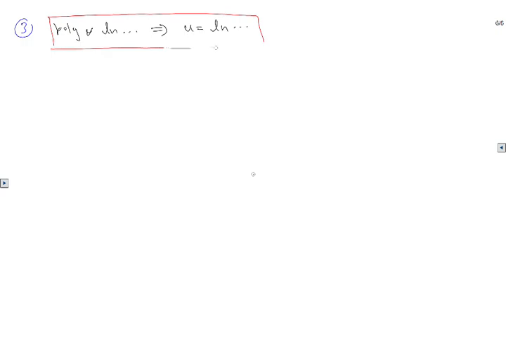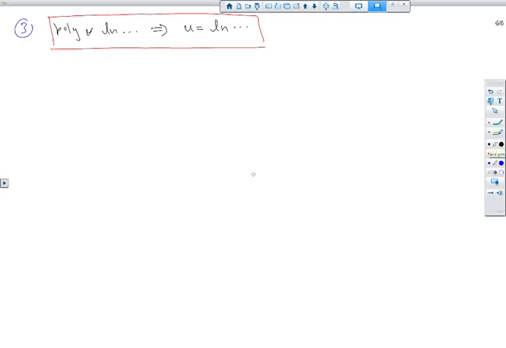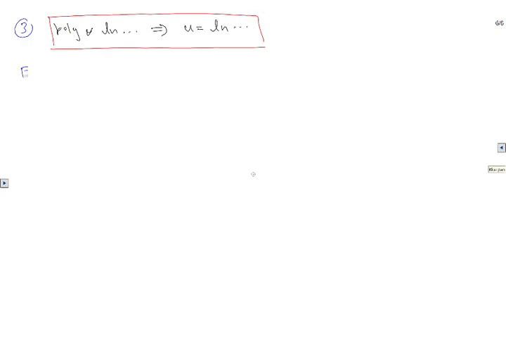Let's do a problem like this. This is the first example of this type. We have, let's say, just the integral of ln x dx. How about that? Just ln x dx. You can see that we cannot integrate this one using any of the methods you know so far.